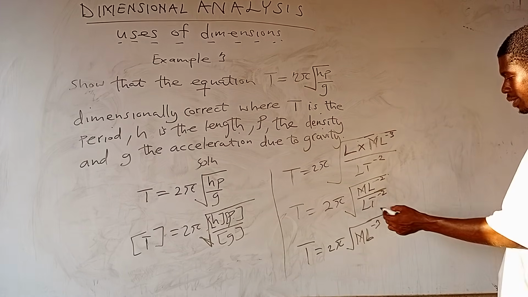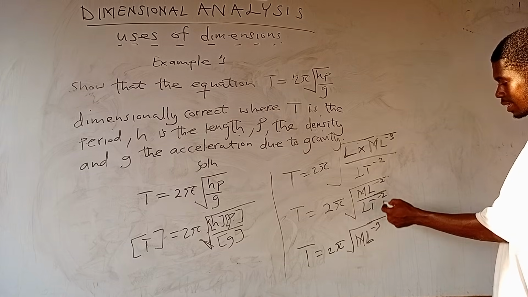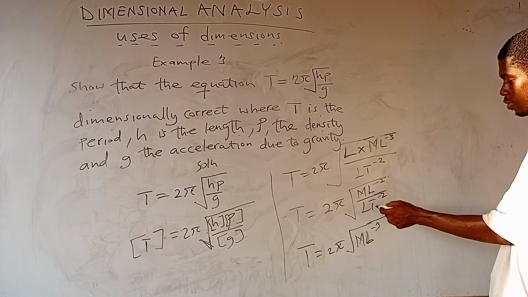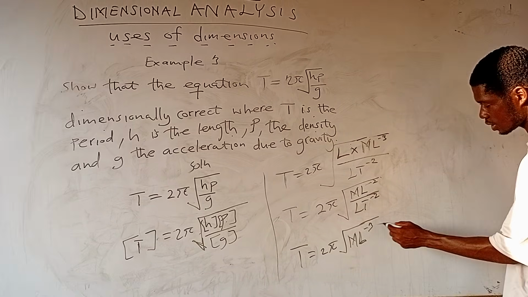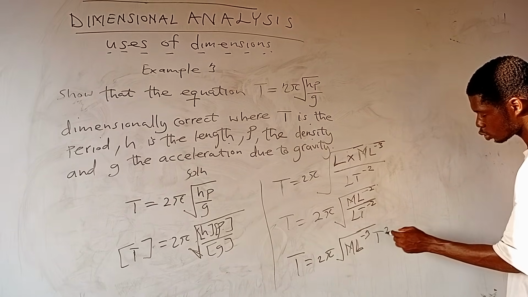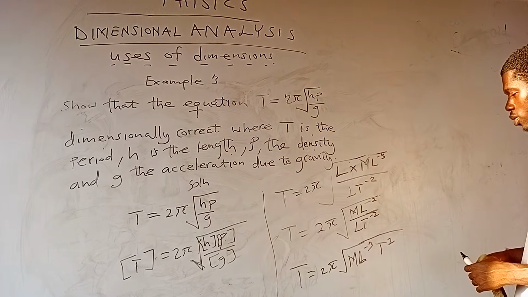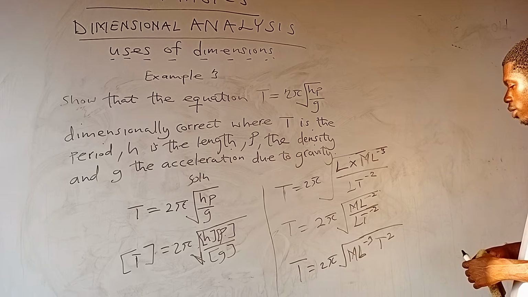Then the T is also moving up: it's negative 2 here, and moving up it becomes positive. So you get T to the power 2.